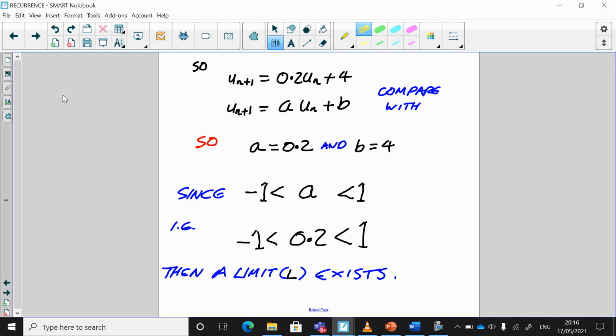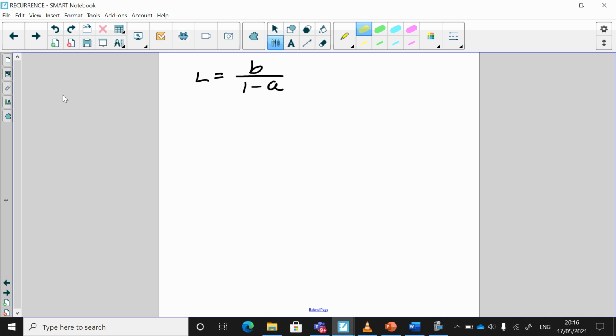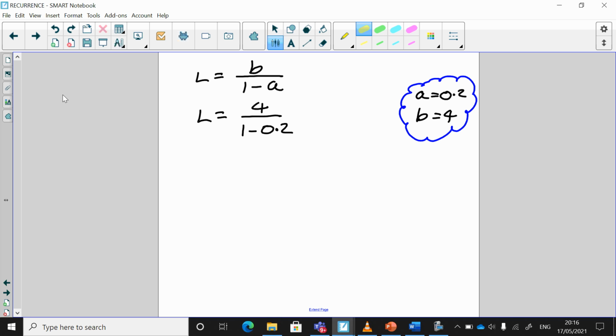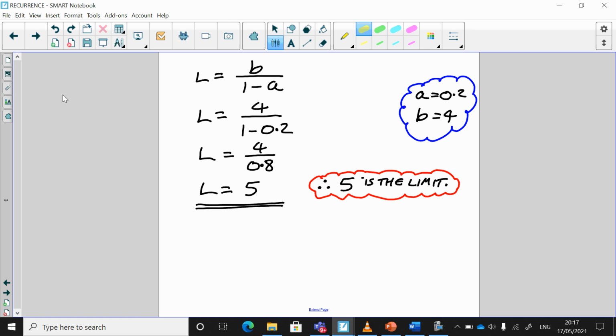So let's go and find it. There's a limit formula. We need a and b, 0.2 and 4. Put them in. 1 take away 0.2 and the bottom 0.8, 4 divided by 0.8, so that's like 40 over 8, which is 5. There you go. That's our limit. That's like the question earlier I had, but that's a fluke, because it was a different generating formula we had there. Don't worry. So 5 is the limit here.